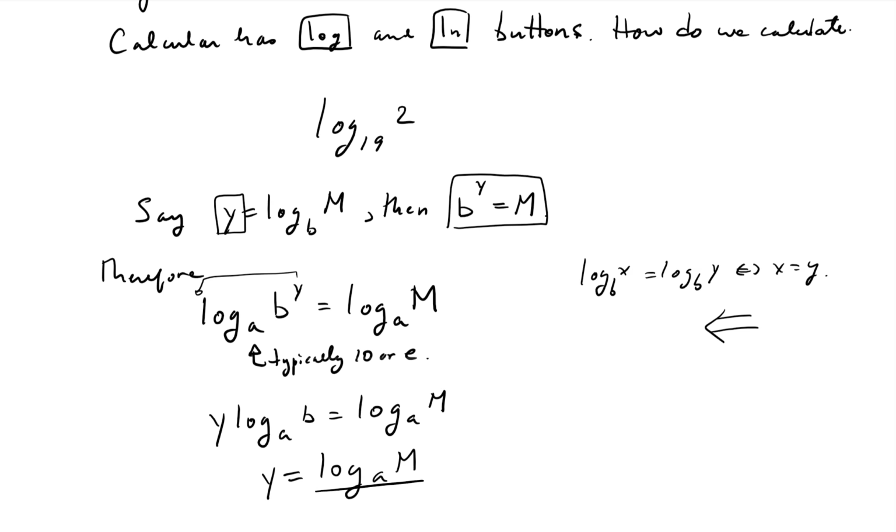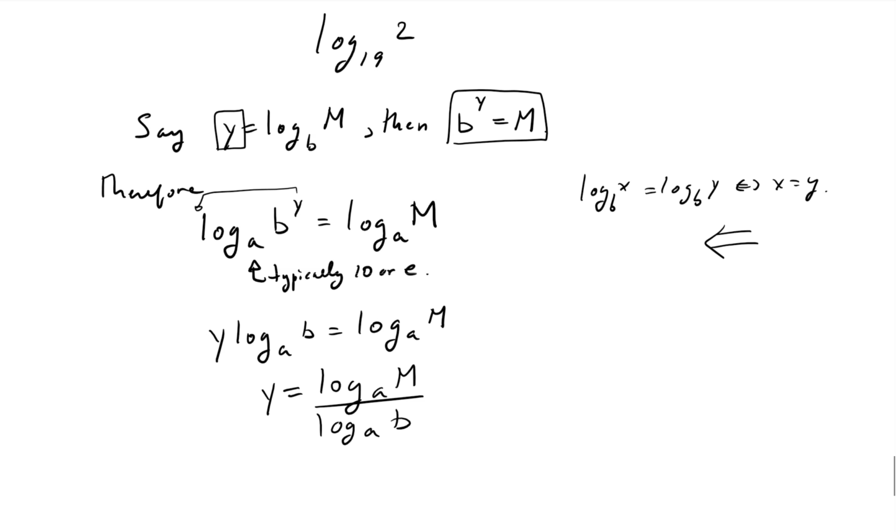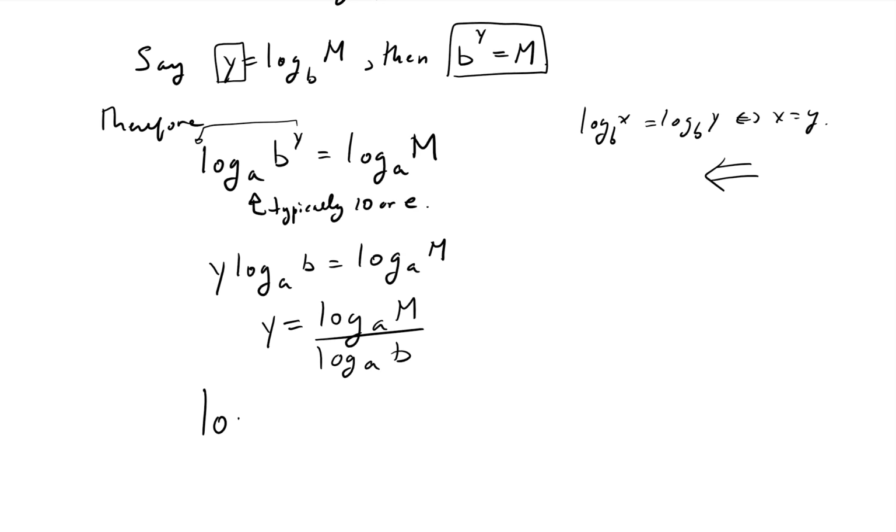So y is log in base a of m over log in base a of b, and that gives me the identity that I want. If I want to calculate log in base b of m, I can convert that to an expression where I'm evaluating the log in another base. This other base will be a base that I have on my calculator, either e or 10. So I'm going to be calculating log in base a of m over log in base a of b.